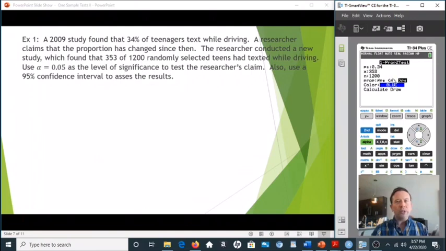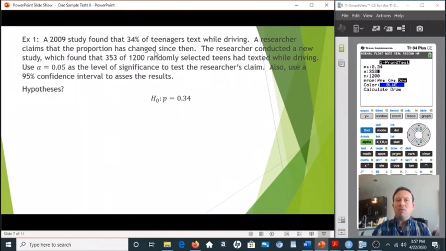Is it not equals, is it less, or is it greater? So before we finish that, let's add some things here. Let's look at our hypotheses so we can choose the correct symbol. So the null hypothesis is the status quo, right? That our percentage is 34%.